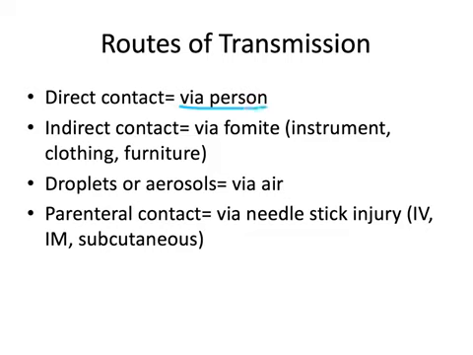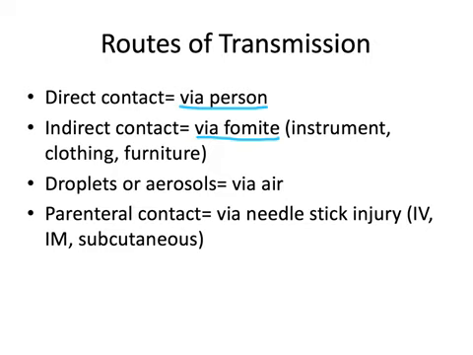Indirect contact is via a fomite. This is some inanimate object like an instrument, clothing, furniture, you name it. It can be a fomite. So something that someone else has touched with some infectious body fluids and then it's transmitted to you via that inanimate object. The next one is droplets or aerosols.